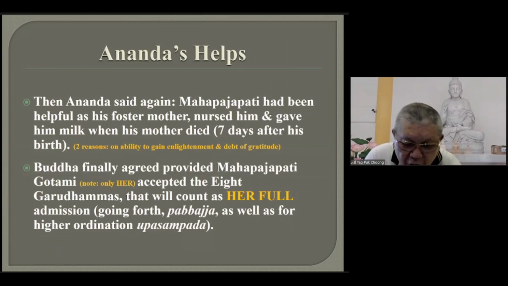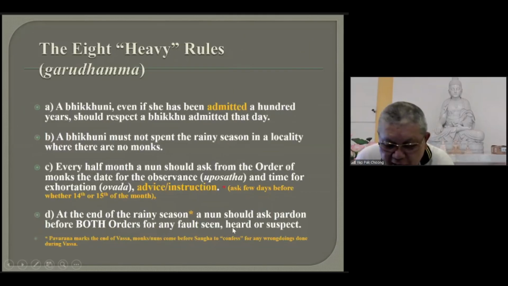Okay, that means going forth, Pabbajja, as well as higher ordination, Upasampada. So Ananda went out and explained to Mahapajapati Gautami. So Buddha says, on condition that you accept the 8 rules, okay or not? Then she said, good, can. Then she is considered as ordained. So before we talk about the fate of the other Sakyan ladies, we briefly explain or understand the 8 rules first. What are the 8 rules?